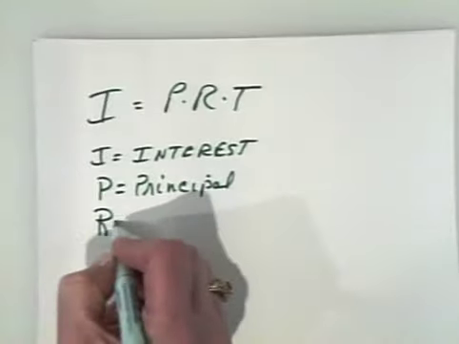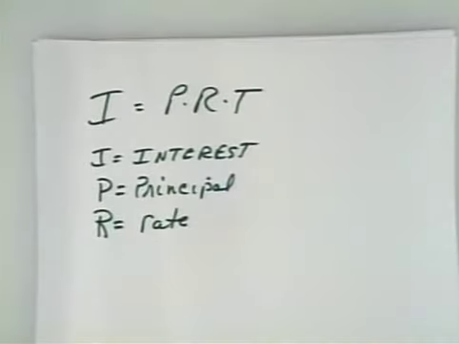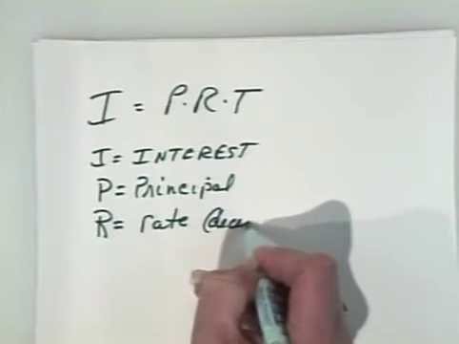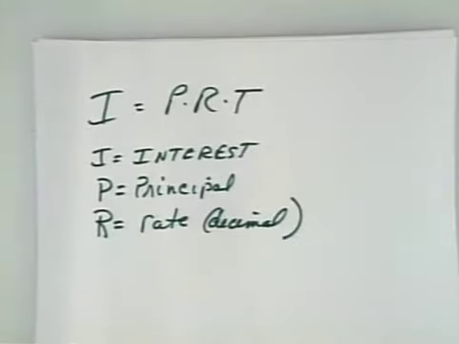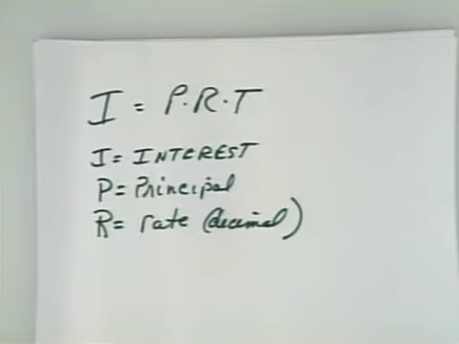R, when we put that in the formula, is rate. And that rate is always expressed as a decimal. So if you knew that the interest rate you were paying was 9%, you would change it to a decimal, 0.09, to enter it into the formula. Rate is always a decimal, it's not the percent. Does that make sense? If it was a 12% loan, it would be 0.12. If it was an 8.5% loan, it would be 0.085. We change the percent to a decimal for rate. Last thing is time.